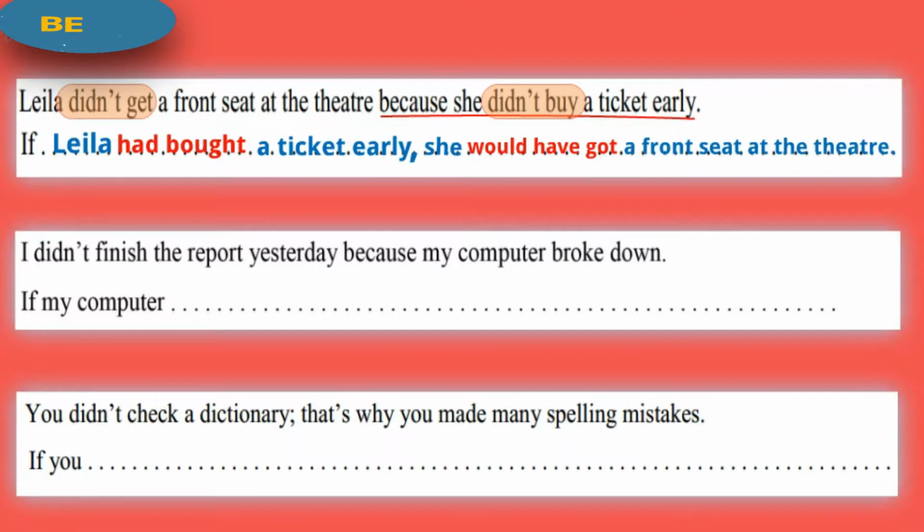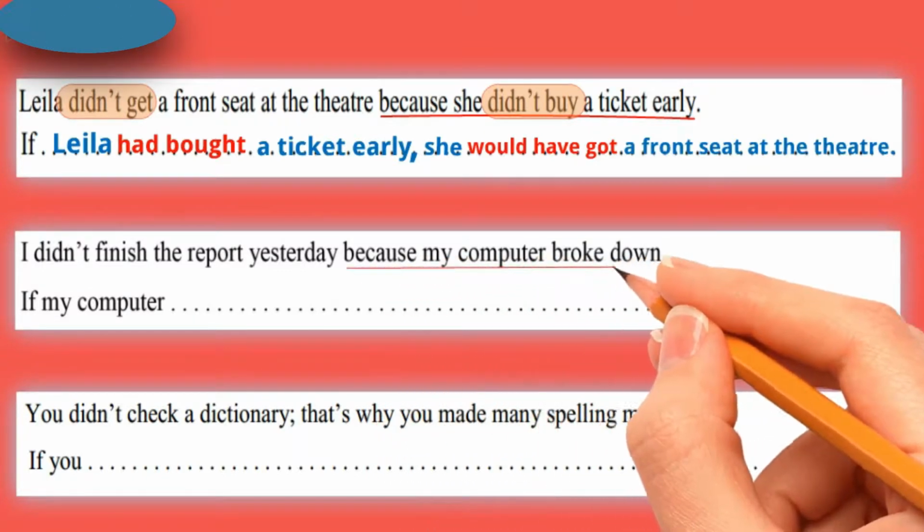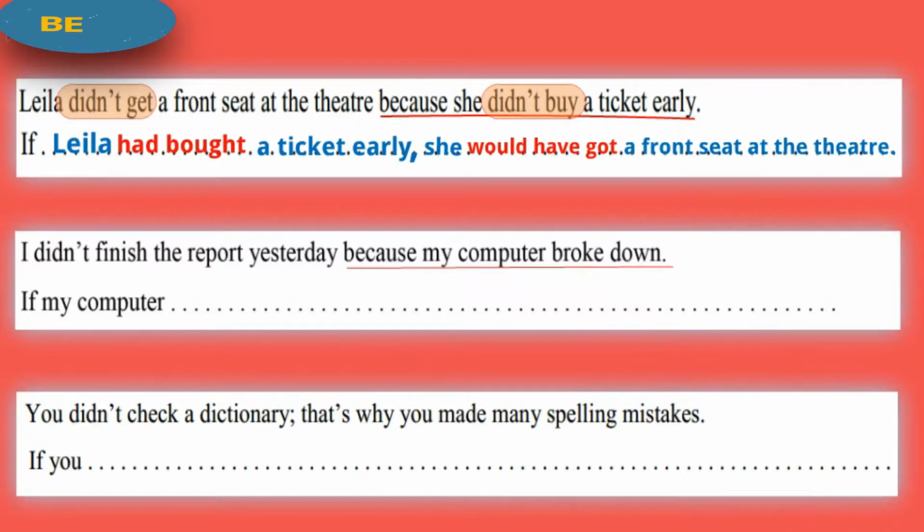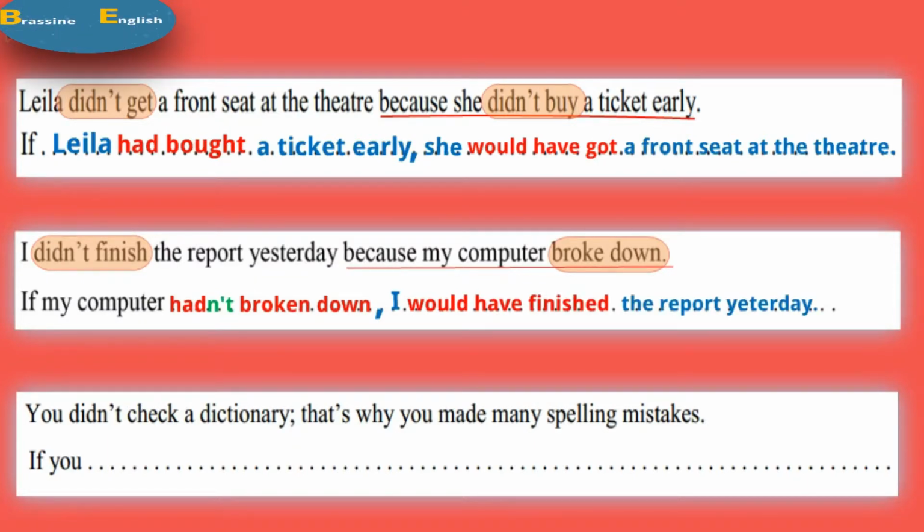I didn't finish the report yesterday because my computer broke down. Because my computer broke down is the cause. Broke down is the verb. Broke down is positive. We need negative. So if my computer hadn't broken down, I would have finished. Didn't finish is negative, so we're going to use would have finished the report yesterday. Very good. Let's go to example number 3.